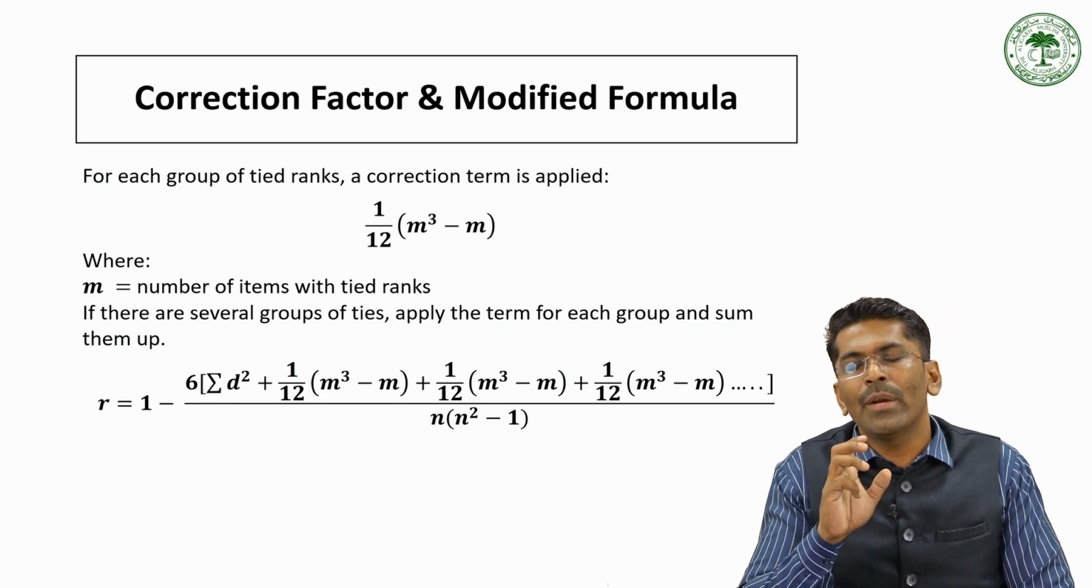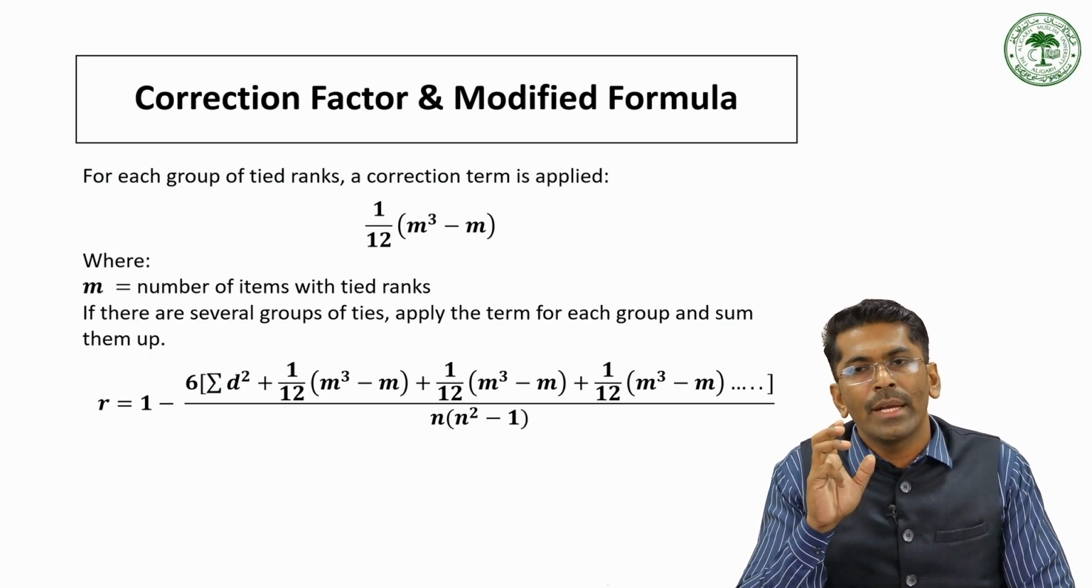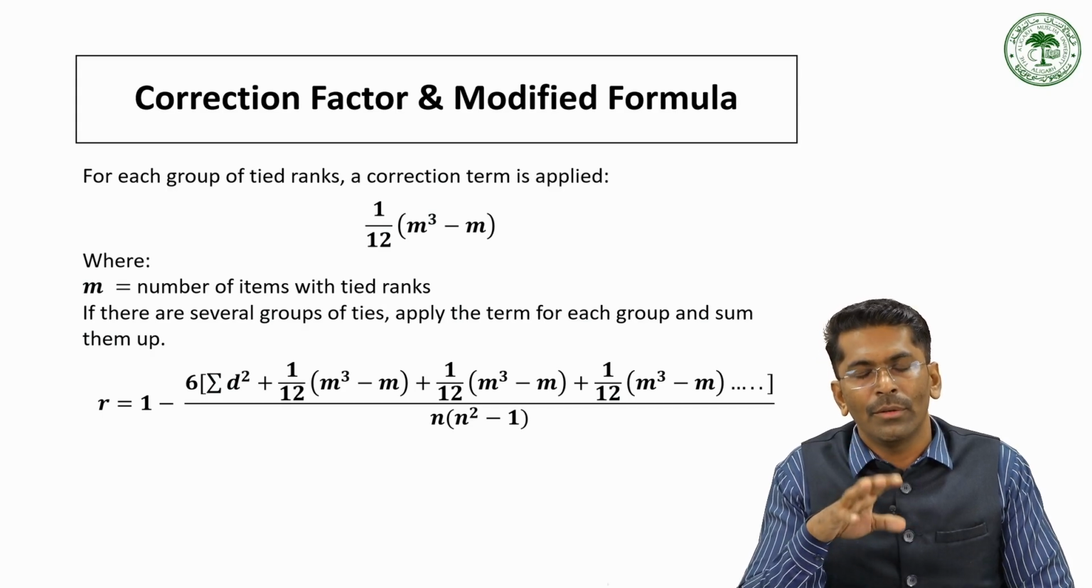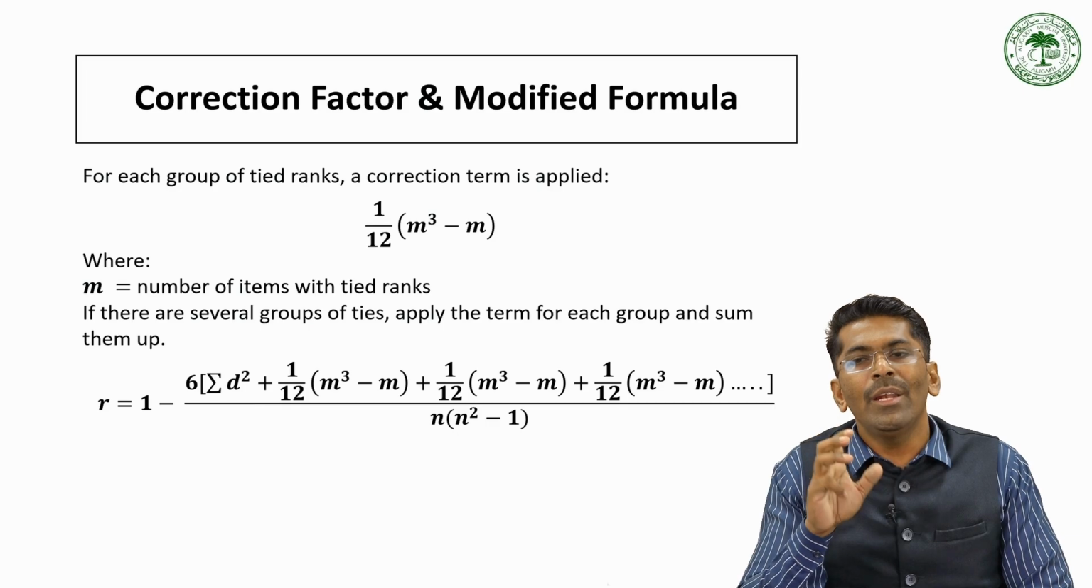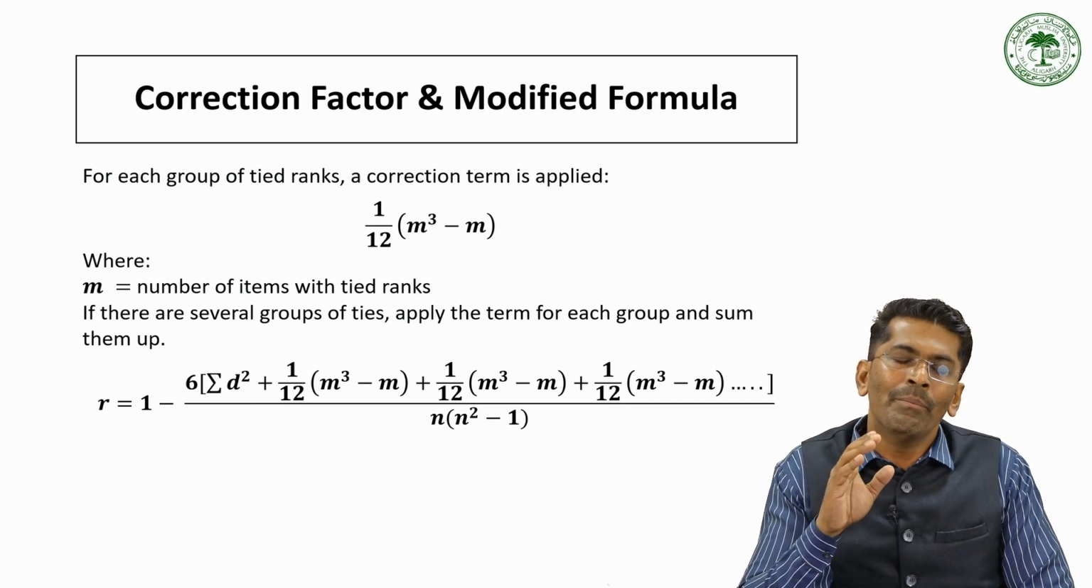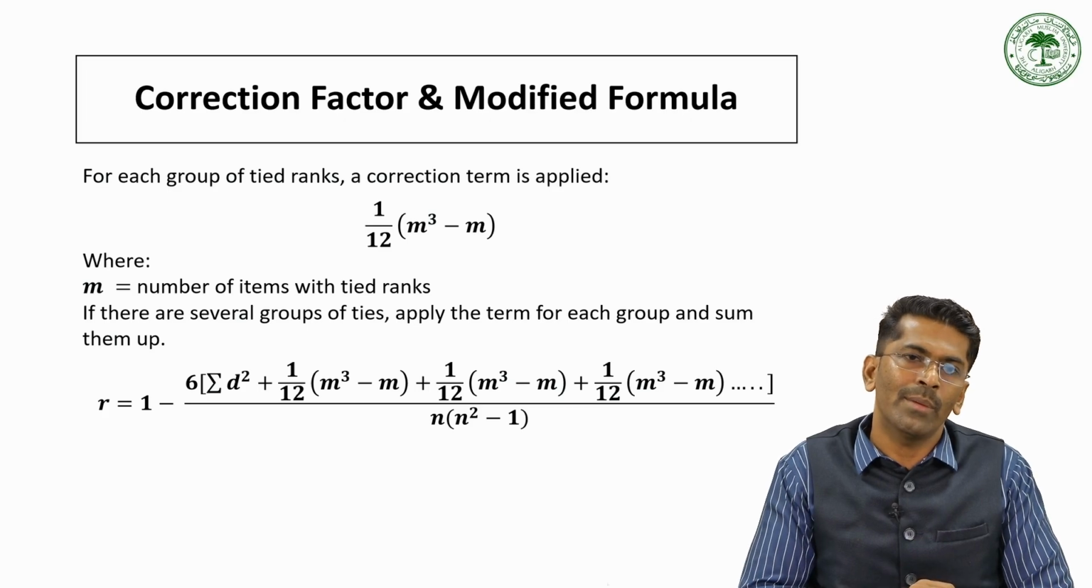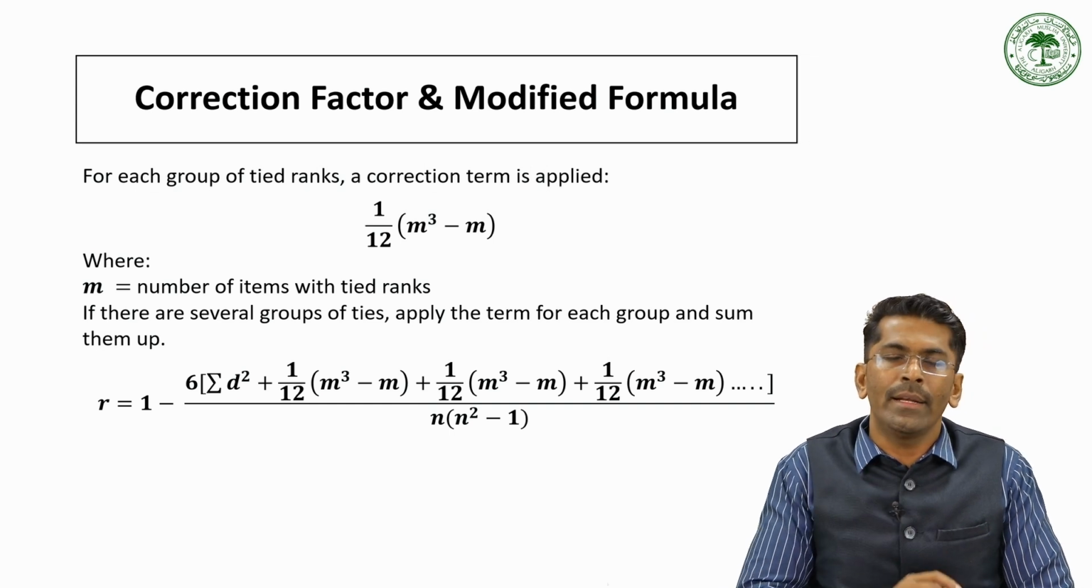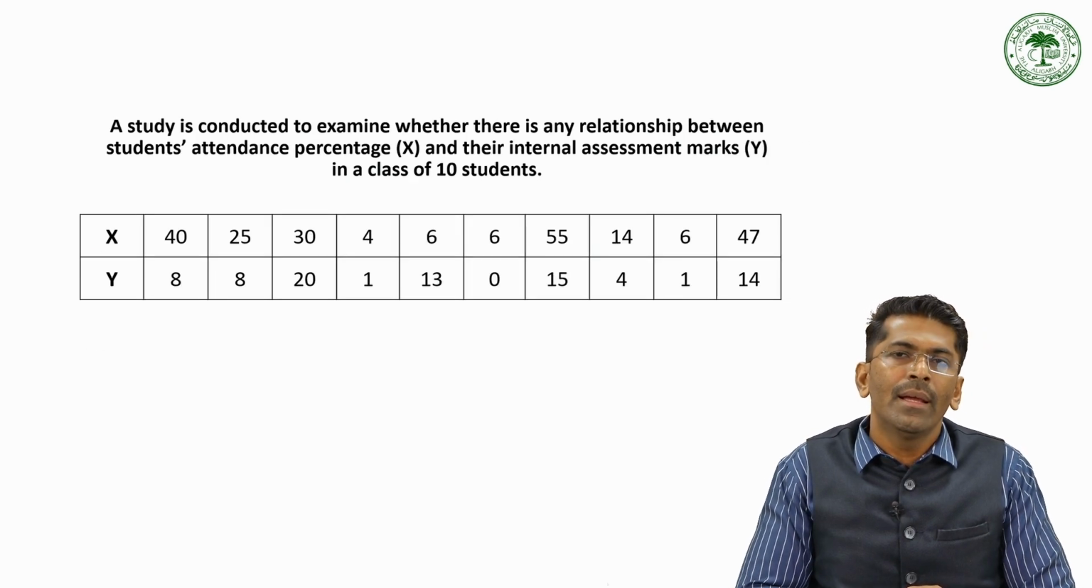So in short, ties are quite common in real data, especially in social science and education. Ignoring them can slightly misrepresent the strength of the association between the two variables. So we should introduce this type of correction factor, modify the formula accordingly, and then calculate the correlation coefficient. Now let us consider some examples so that it will be more clear.